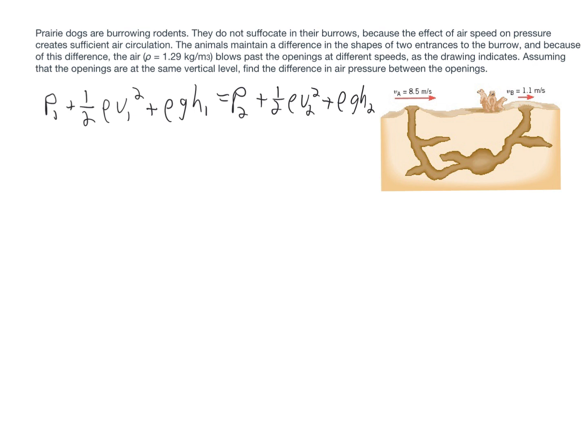Anyway, so here we have a situation where we have two different openings that will experience two different flow speeds of air over the tops of them. And in this case, we're lucky in that the two tops are at the same vertical level, although if their vertical levels were different, it wouldn't be that much trickier to deal with.